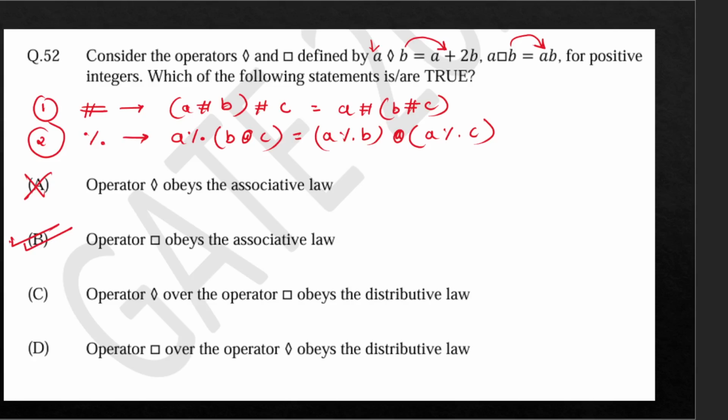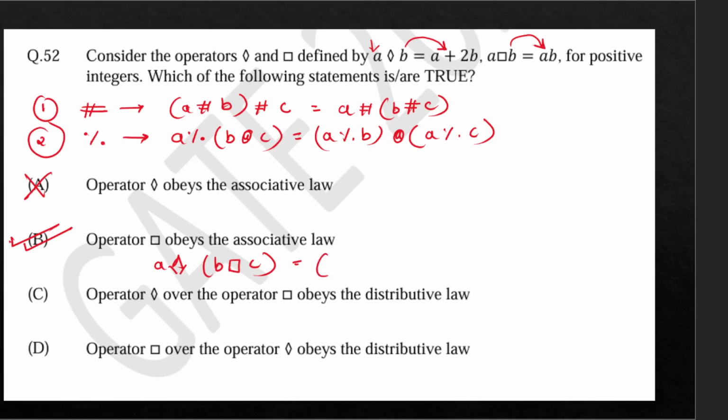Now let's see whether it obeys it or not. The first one we have to check: they are saying the diamond operator over the product. So the product over the operator, whether it follows or not. That means a diamond (b box c). It is like this, everyone. Now how will it be distributed? You can check this, and similarly do it for the other one.